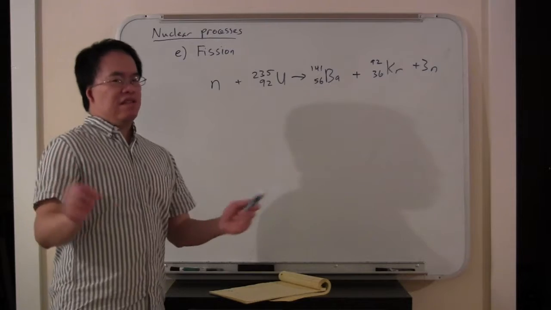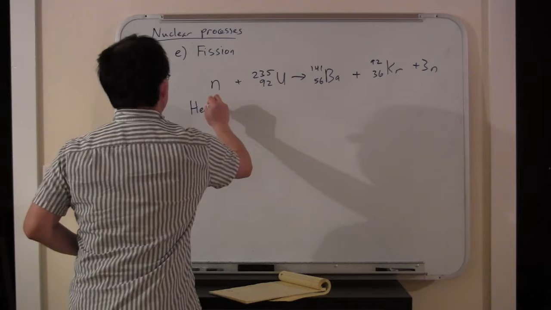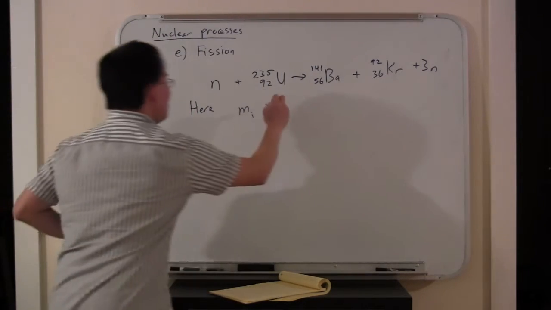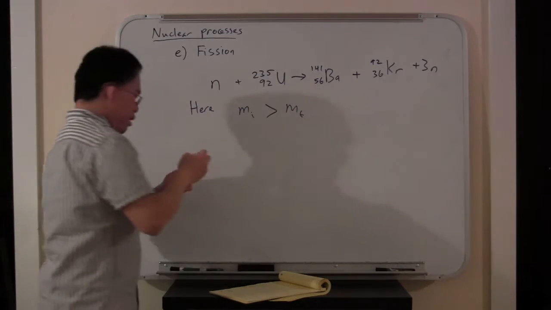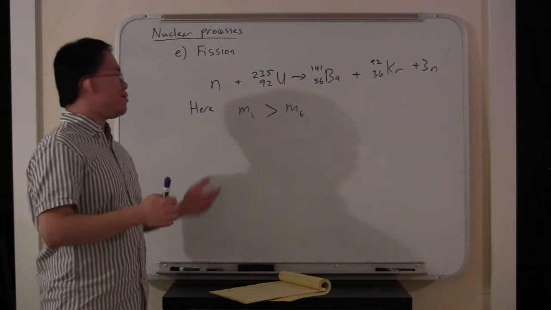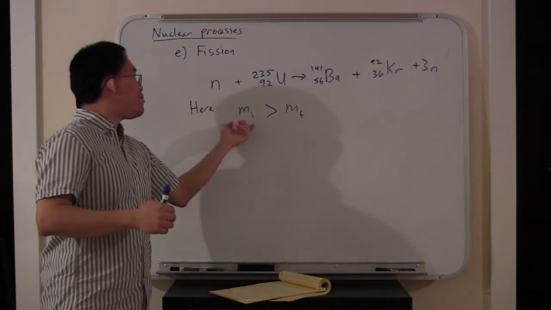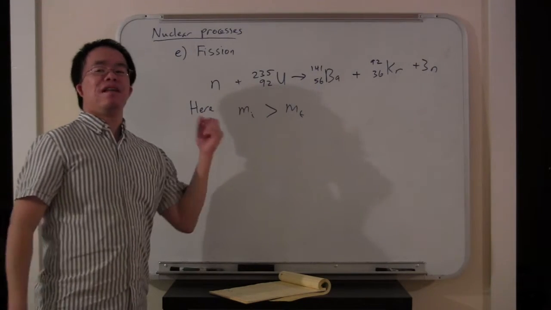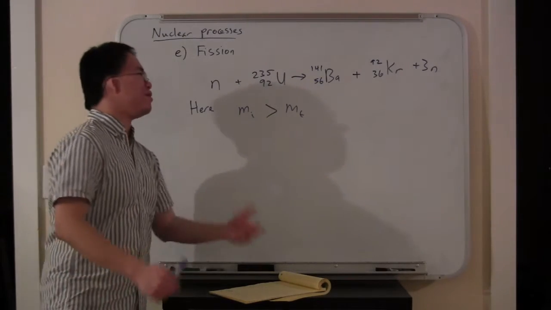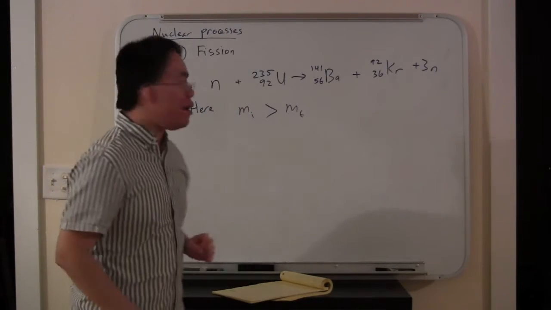So this is a case where the mass of the initial things is greater than the mass of the final things. If you want to think of it loosely, you can say that some of the rest energy of the initial particles gets converted into other forms of energy, let's say the kinetic energy of the fission products.